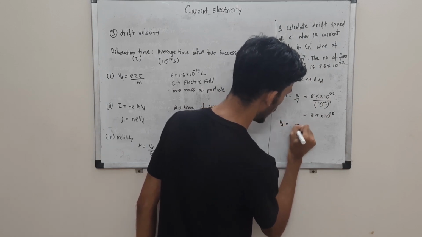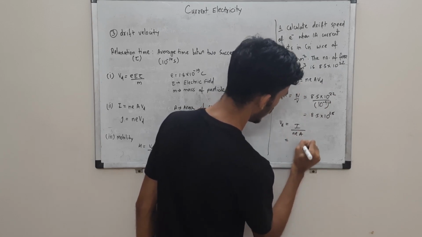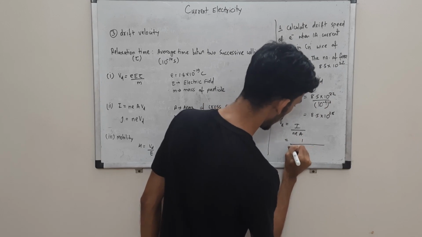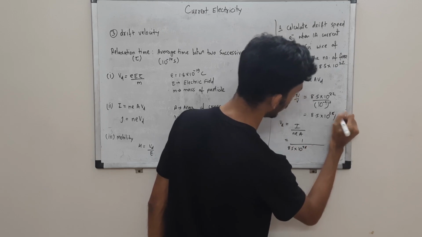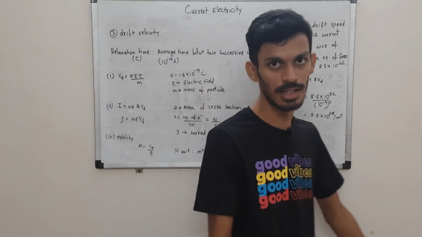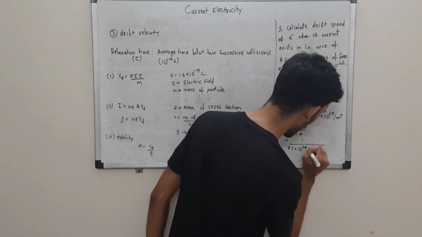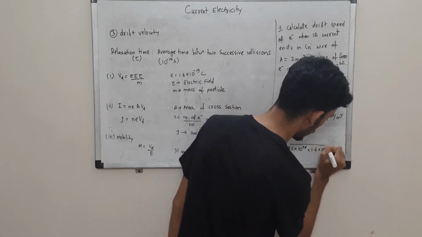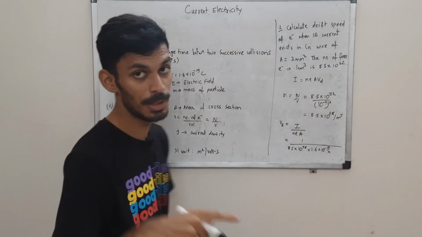Vd will be I by neA, right? Vd will be I by neA. So I is 1 ampere, n is 8.5 into 10 to the power 28. Now this is per meter cube. So the standard way is you always bring whatever is in centimeters into meters, so that you have a good time calculating. Then we have e, which is again standard in coulombs, you know the value, and A, the cross section area, 2 millimeter square.